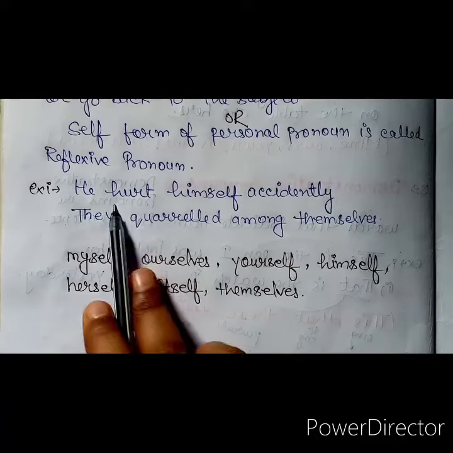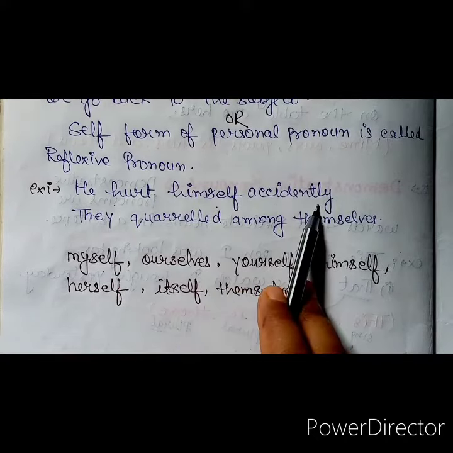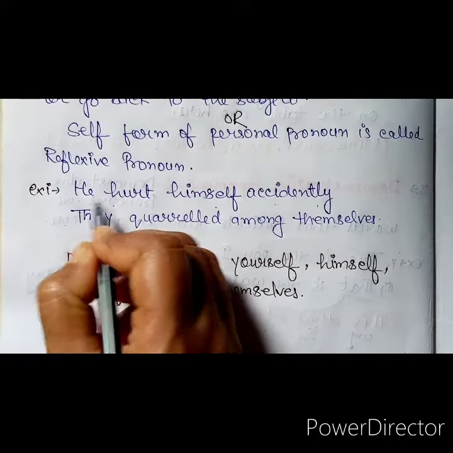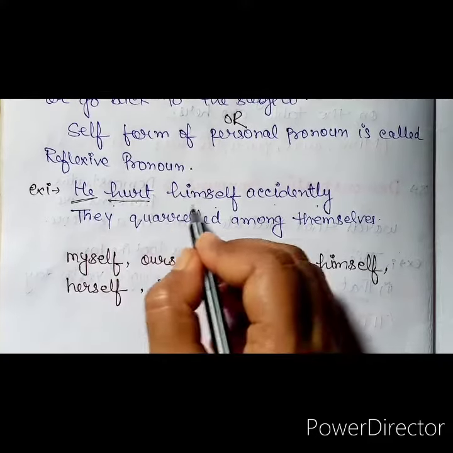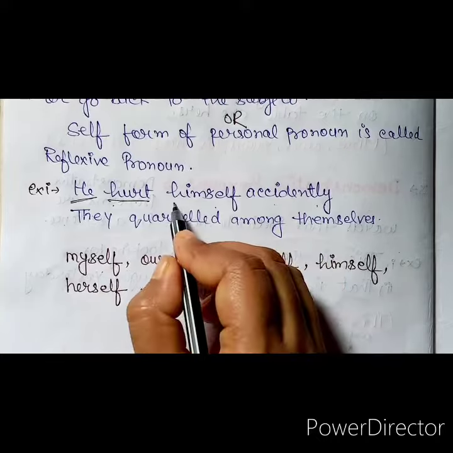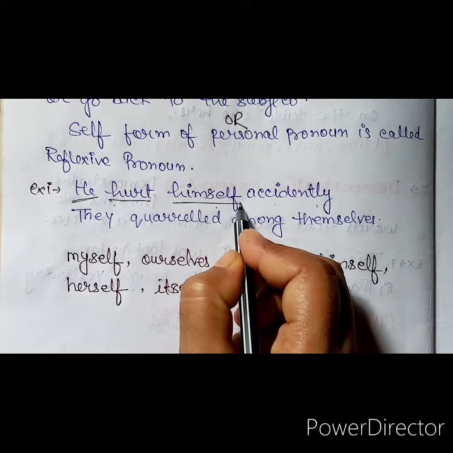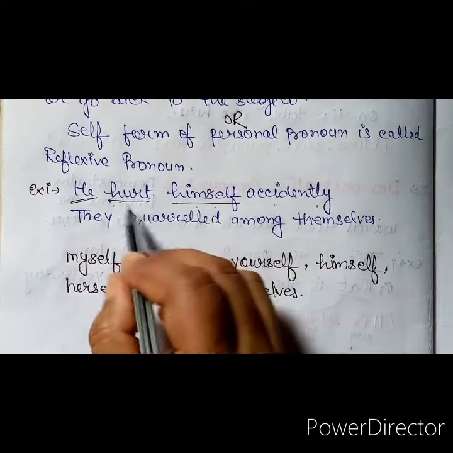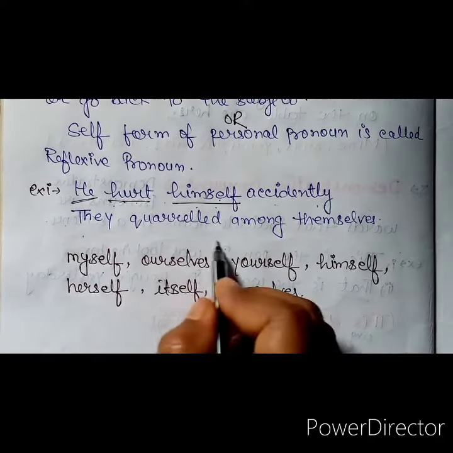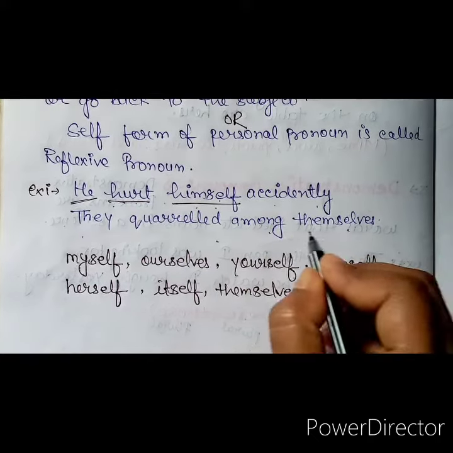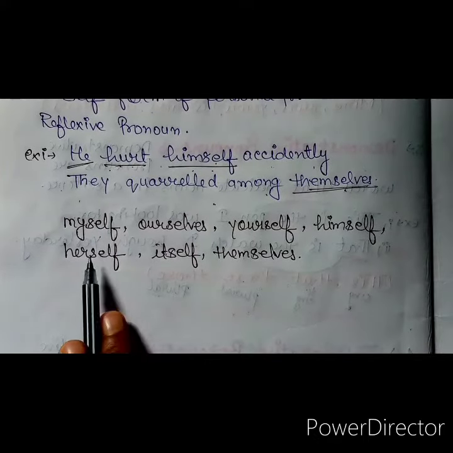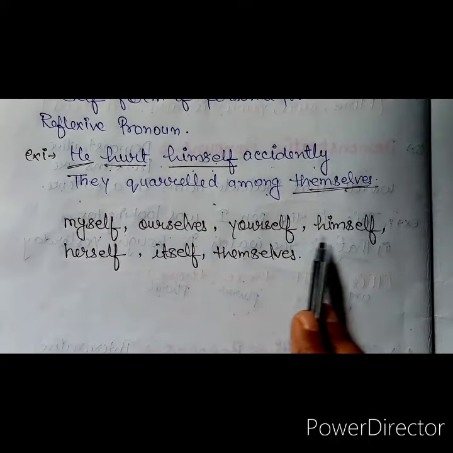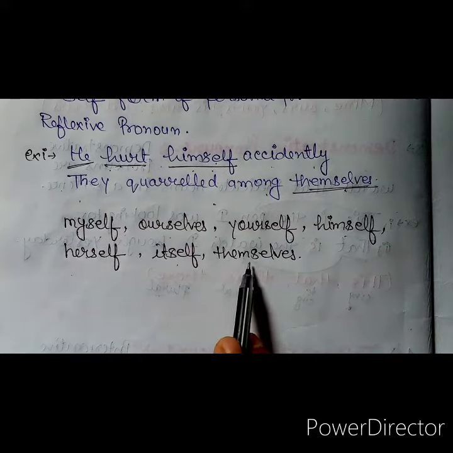For example, he hurt himself accidentally. Here we see that the doer of this action is he and the receiver of this action is the same. So here we have used the reflexive pronoun himself. He hurt himself. They quarreled among themselves. Here themselves is a reflexive pronoun. Myself, ourselves, yourself, himself, herself, itself, themselves are the example of reflexive pronouns.